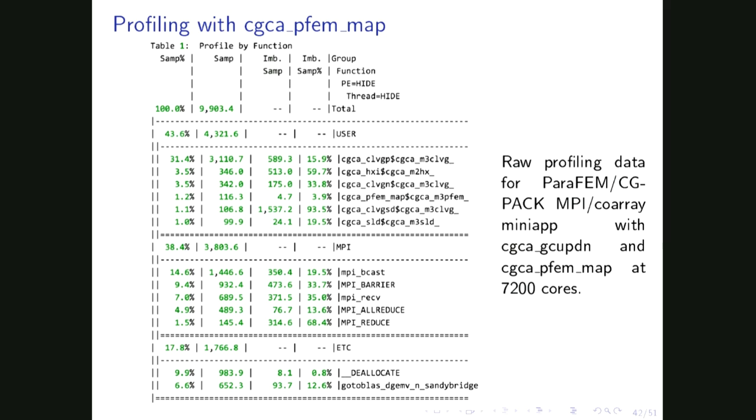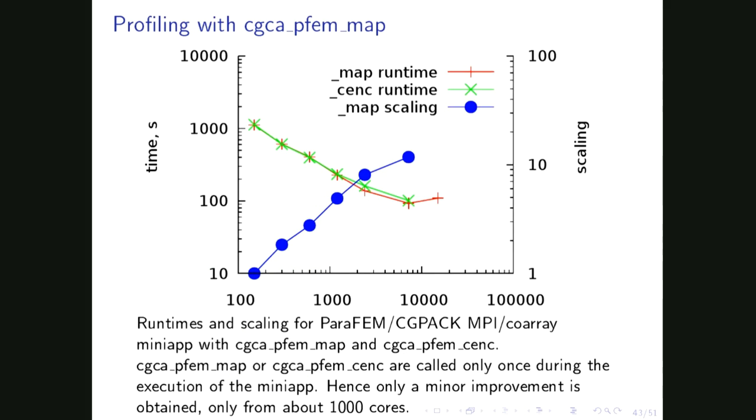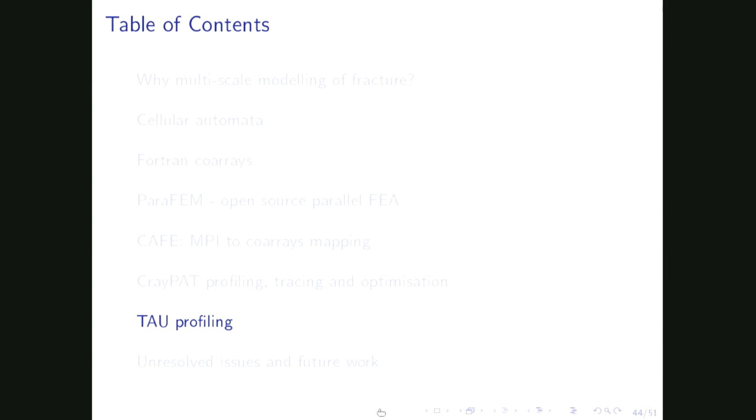We generated the new performance analysis with these new routines, and although there is not much improvement, especially up to 1,000 cores, we can see a slight performance improvement beyond 1,000 cores. The reason for this small improvement is that these particular routines are only called once in the whole simulation. And I'll hand it back to Anton now.